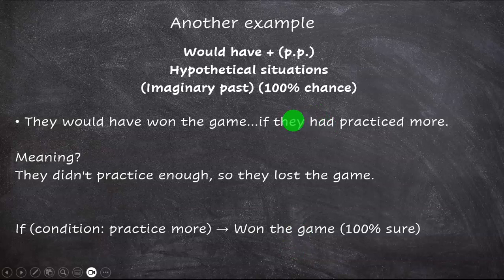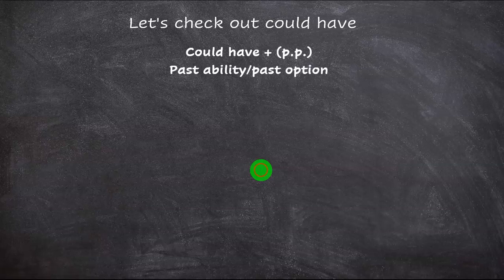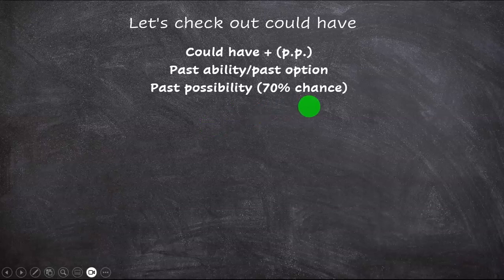So again, a 100% chance. They would have won the game if they had practiced more, which is the condition, right? So I hope would have is clear to you guys. Let's move on. Let's now check out could have. Could have plus past participle. It talks about past ability and past option. Past possibility with a 70% chance.